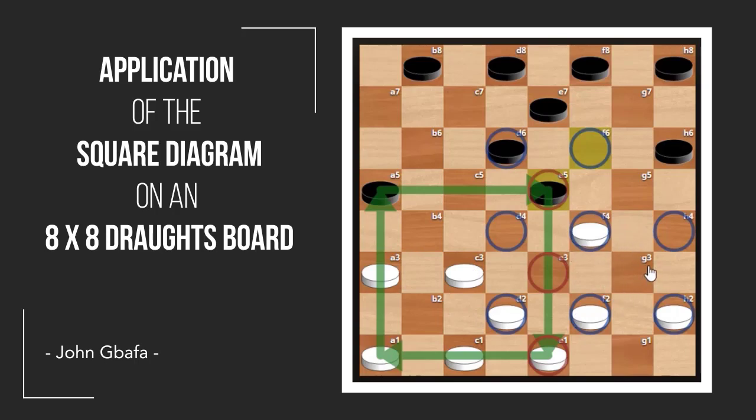So we can also take G3. If you take G3, it's just like playing B2, C3. These moves are similar. If we move to C3, C3 has control over B4, D4, D2, and then B2.